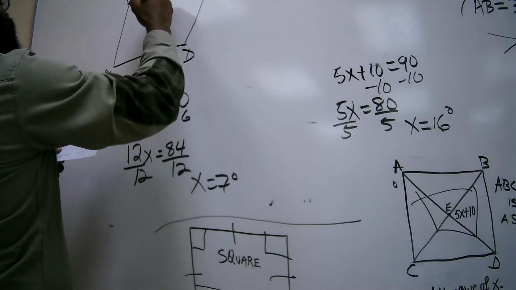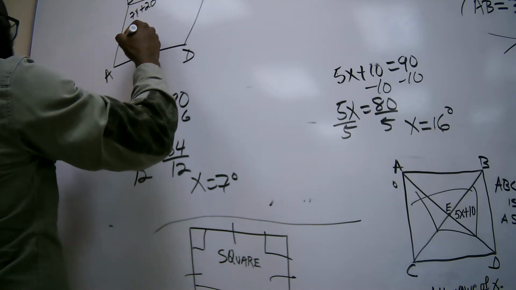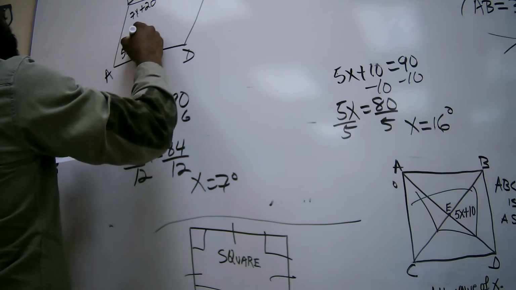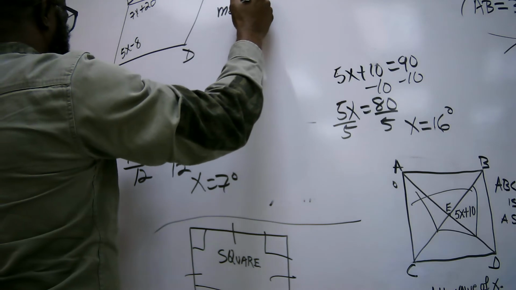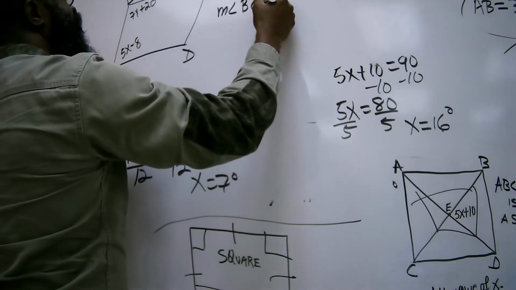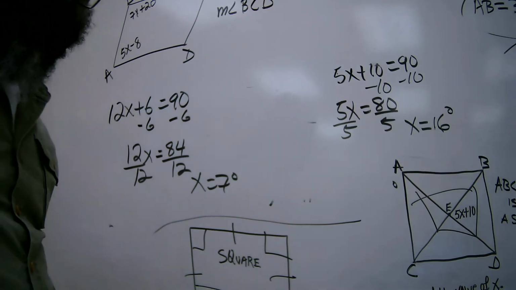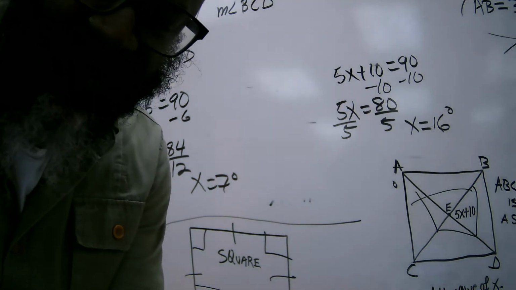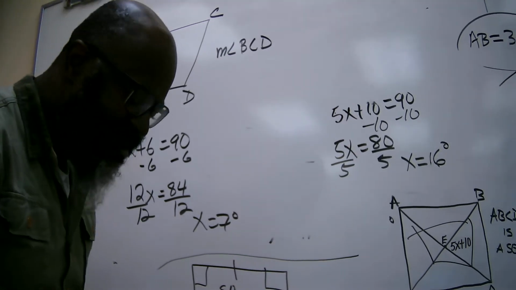And this is 7y plus 20. And this is 5x minus 8. And they asked me to find the measure of angle BCD. That is the first problem. Since you know it's a parallelogram, you have to use the properties of a parallelogram. That's all it is about.